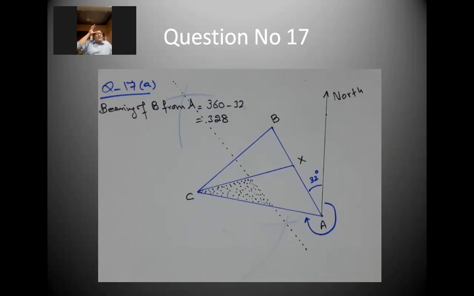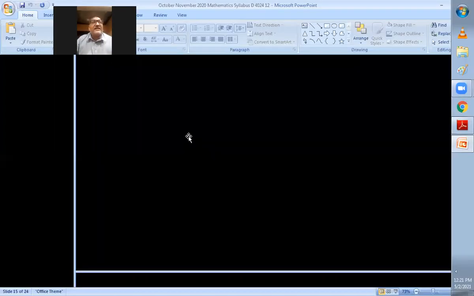But this is not the bearing of B from A. The bearing of B from A is this blue angle outside which I have marked. So 360 minus 32 gives you the bearing, that is 328. So the bearing of B from A is 328 degrees. Hopefully you have understood this part A. Let's move to the next part.